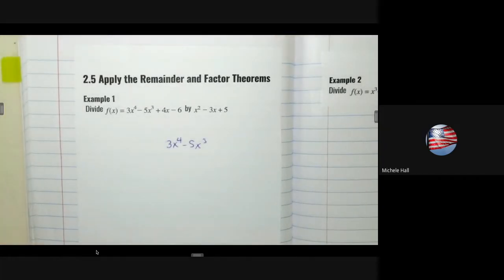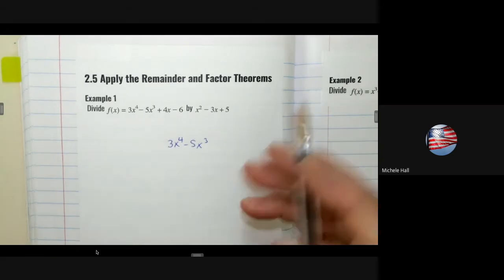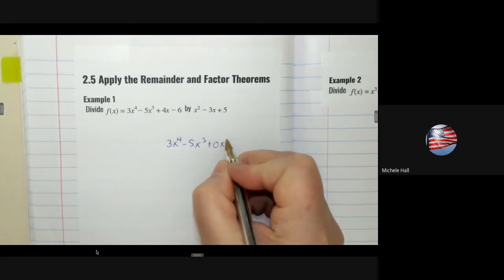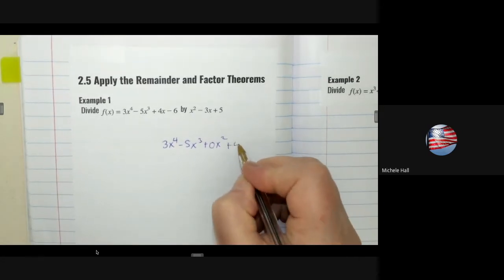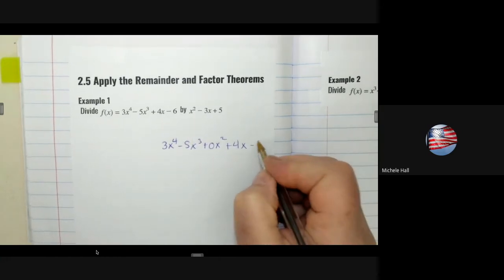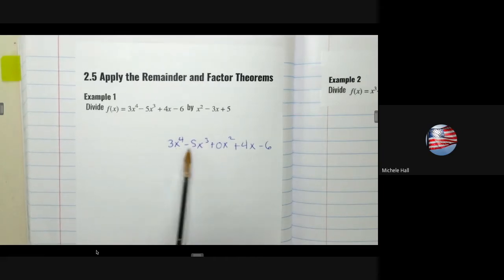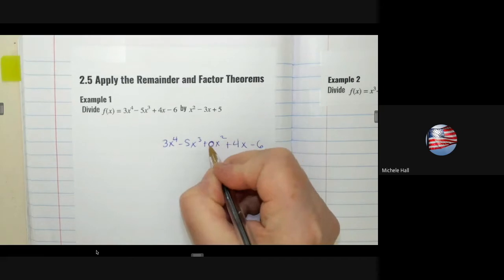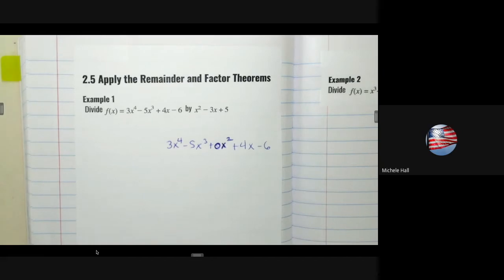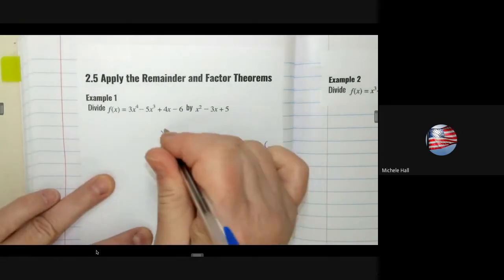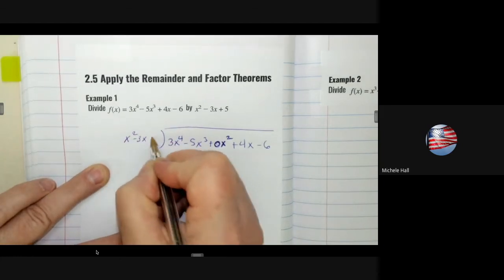First, I need to make sure that all of the degrees are there. We have x to the fourth, x to the third. I do not have x squared. We need to put 0x squared. And then we have our x, and we have our constant. If the constant is not there, you need to add a 0. If any of the x terms, when you're going in descending order, are missing, you need to put a 0 there for that term. Okay, all of that is being divided by x squared minus 3x plus 5.